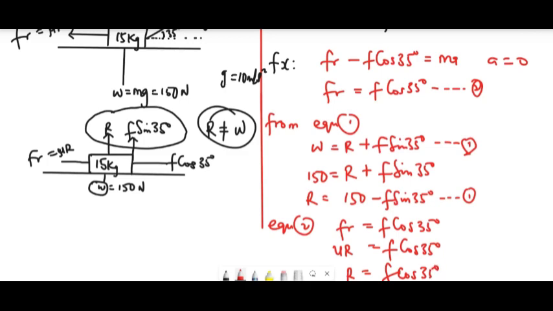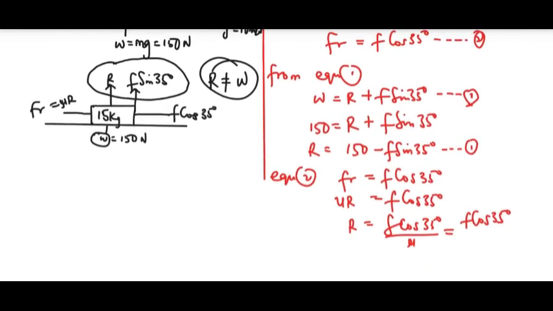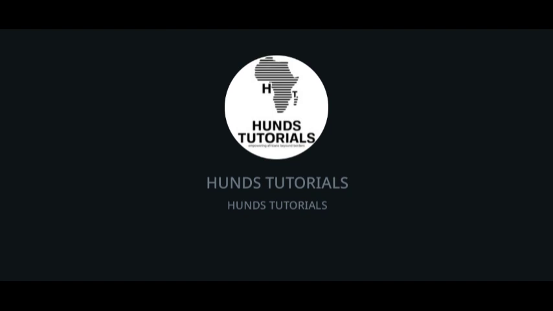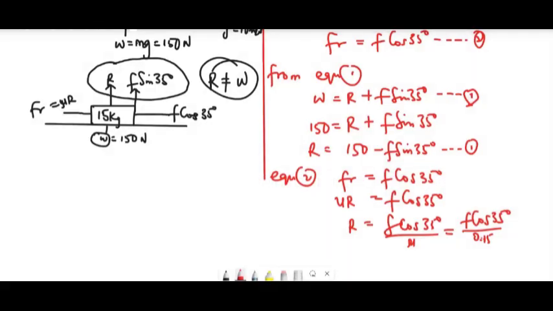over mu. Mu is given as 0.15. So I have F cos 35 degrees over 0.15, right? So what will be my value for cos 35 degrees divided by 0.15? I'll have 5.46. So R will be equal to 5.46 F, right? This is my value for R.